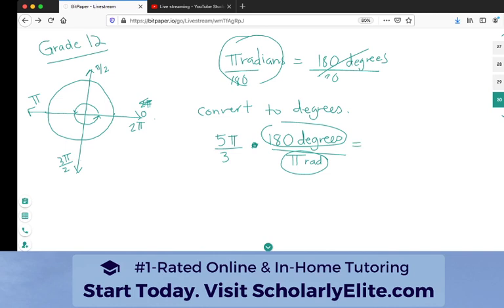Okay, so we've got right here, we're taking a look, and we've got this. So we've got 5 times 180, and we can even leave the pi in the beginning, 3 pi. So these pi's cancel out. And then we've got the answer, which is going to be 300 degrees.